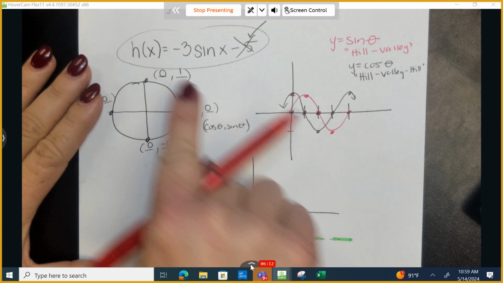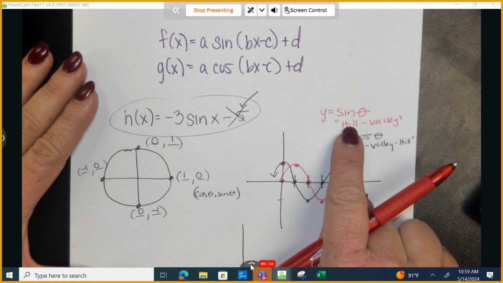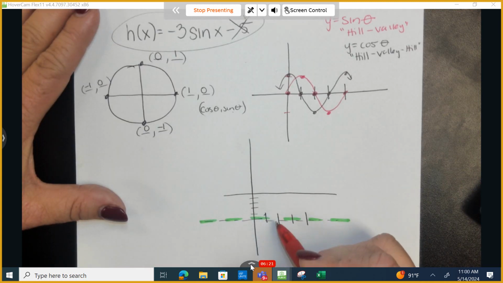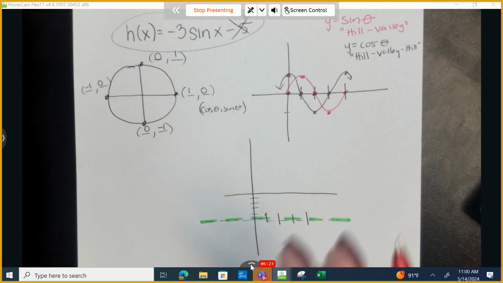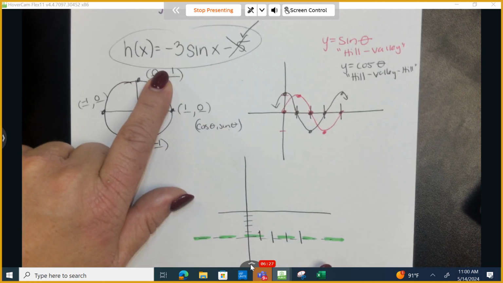Next, because I'm working with the sine function, I normally go hill and then valley. That's what I normally do. So it normally looks like this: hill and then valley. Why do I not go hill and then valley for this particular function? There's a reason. What's the reason?